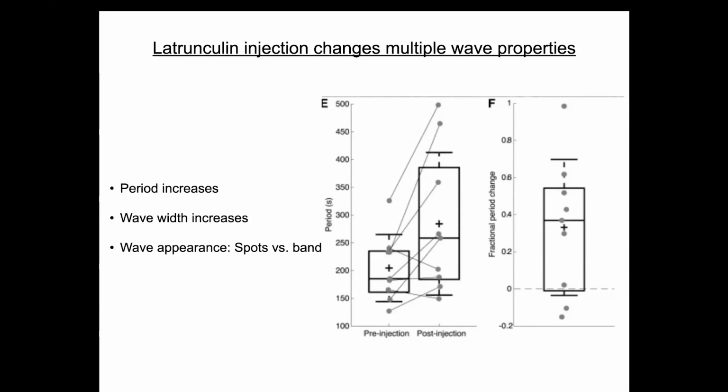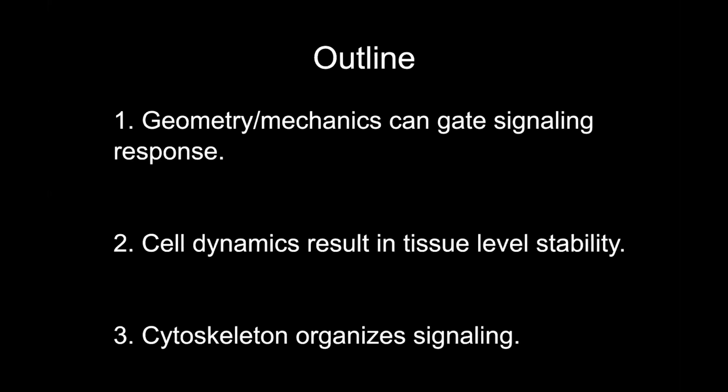So just to summarize what I told you about how geometry and mechanics can gate signaling responses by cells. I told you about how cell dynamics results in tissue level stability, and also how the cytoskeleton is important for organizing signaling in the context of the embryo.